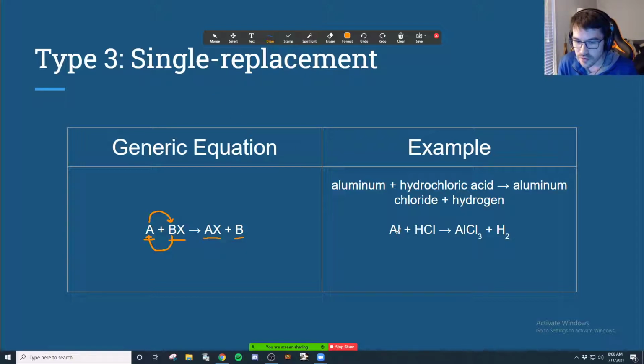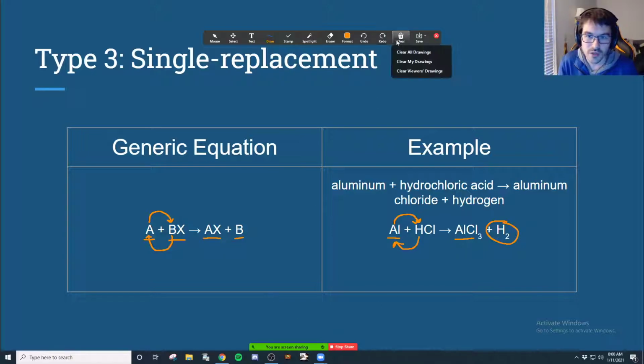The example, as you can see here, we have aluminum. It's going to come in and replace hydrogen, and so hydrogen is going to get kicked out. So aluminum is with the chlorine now, and hydrogen is by itself. All right, so that's what a single replacement reaction looks like.